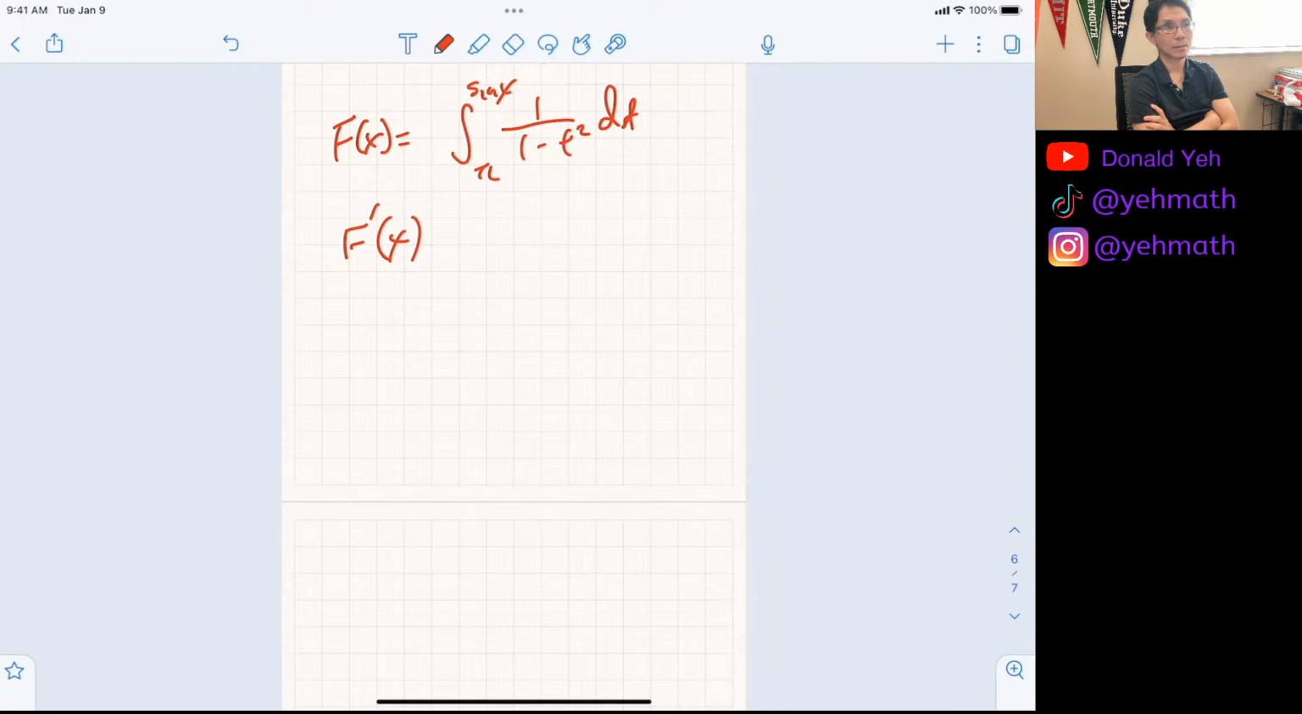Wait, so g of t on the last problem was the square root of 1 minus t squared. So it had the square root in it, right? Because I take the whole thing, I'm just going to assume that's the whole function. I'm going to integrate it, and I'm going to take a derivative of it. And the only thing I have to care about is the chain rule part.